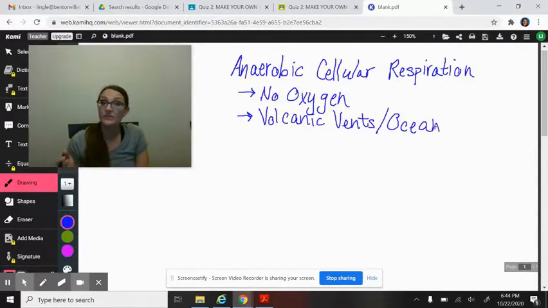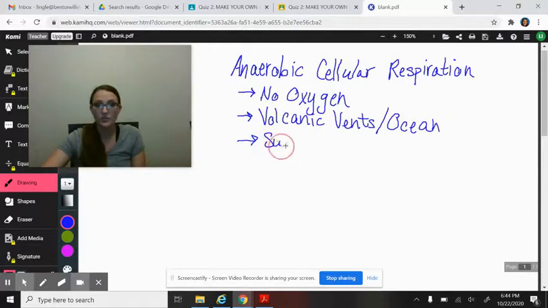Some places where there's no oxygen are at the bottoms of swamps or bogs, and that mud is so fermented that there's no oxygen there, and that's why fermented plants can exist. So swamps are another good one. So let's put that down. Swamps. So anywhere that isn't oxygen rich.